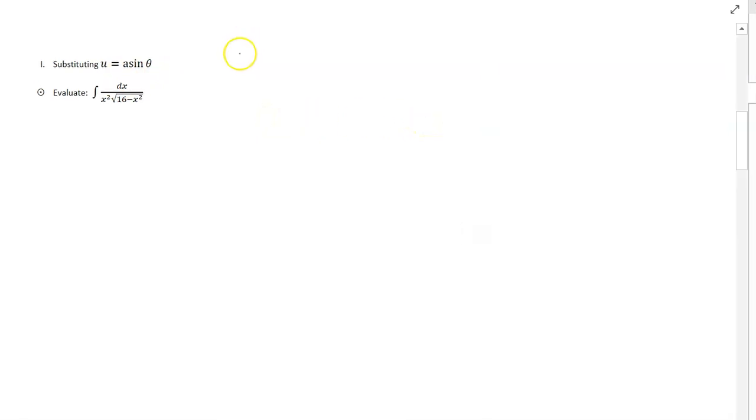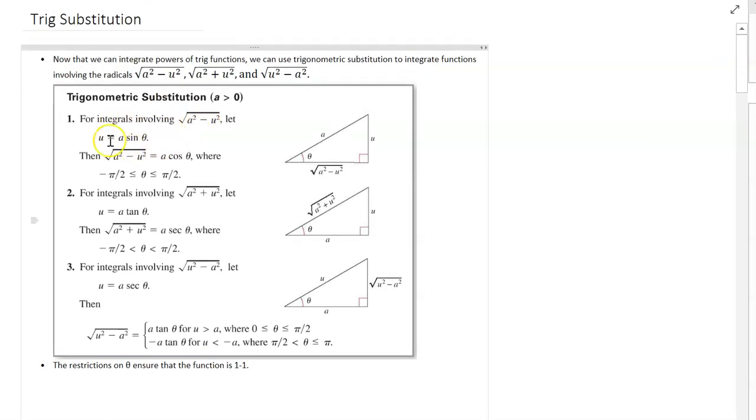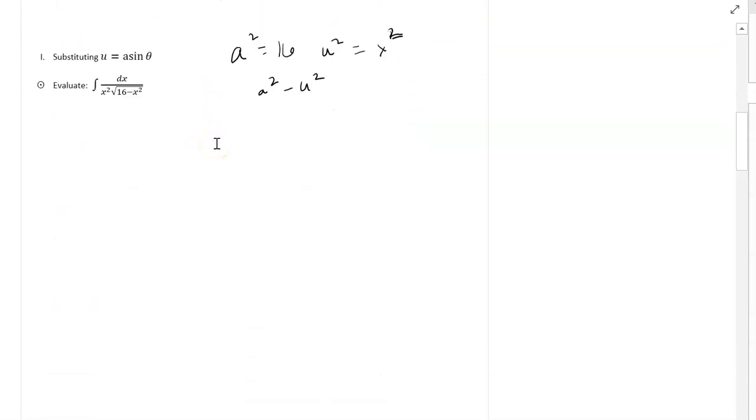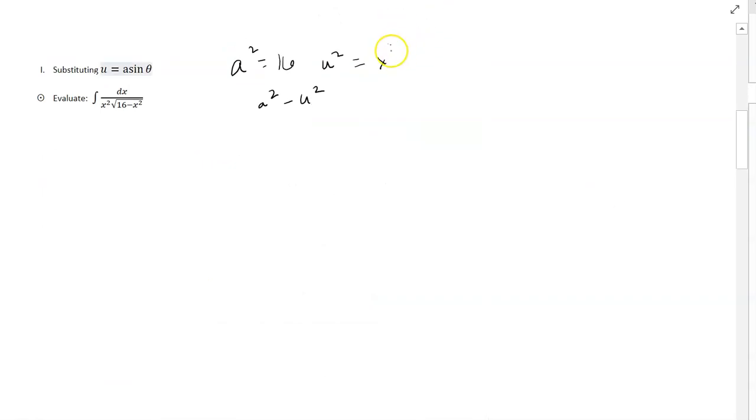So if a squared for this problem was 16 and u squared was x squared, this would be a square root of a squared minus u squared. And if you go back up to your chart, you know that that means that u equals a sine of theta. So u is going to be x and a is going to be the square root of 16, which is 4. So u equals a sine of theta means that x is going to be equal to 4 sine of theta. And if I divide both sides by 4, I get that x over 4 equals sine of theta.